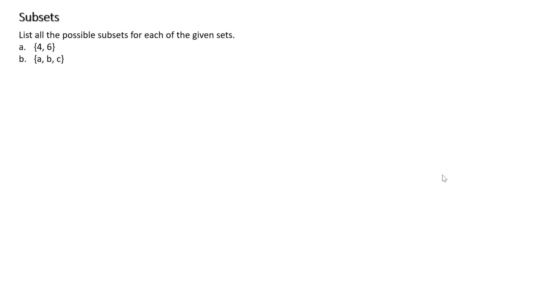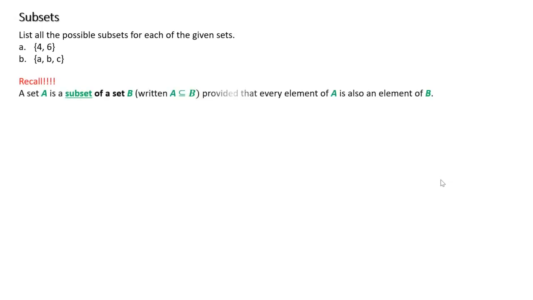Now here, subsets. Here they want you to list all the possible subsets for each of the given sets. Okay. Recall, set A is a subset of set B, written in this form, provided that every element of A is also an element of B. Solution, right? Remember, we start with the empty set. The empty set is always a subset of any set.